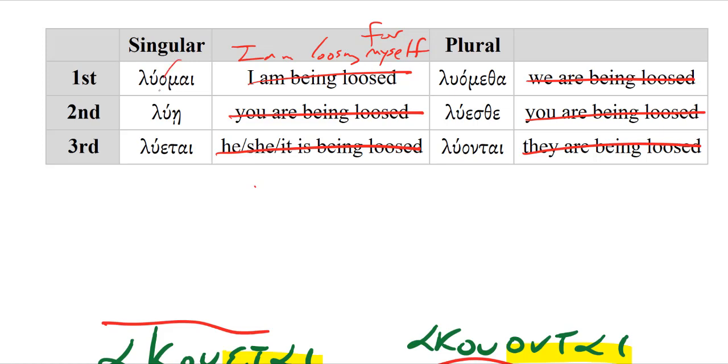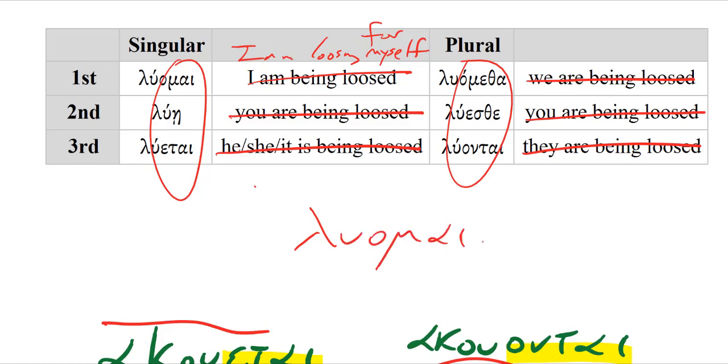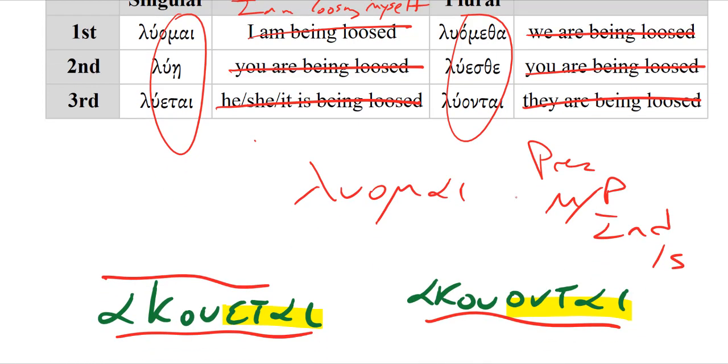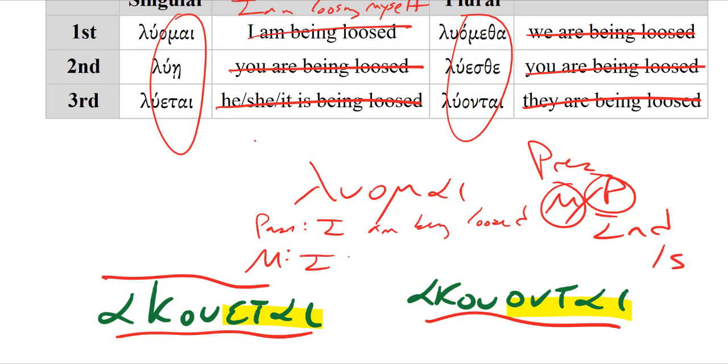Because these endings, if I just give you the verb luomai and I say parse that, you're going to have to say, well, that's a present, middle or passive indicative, first person singular. And I say, what's the translation? You say, well, I don't know, because from context, I don't know if it's middle or passive. If it were passive, it would be I am being loosed. And I say, well, what if it were middle? And you say, well, if it were middle, it's I am loosing for myself, or something like that. So only the context will tell you.